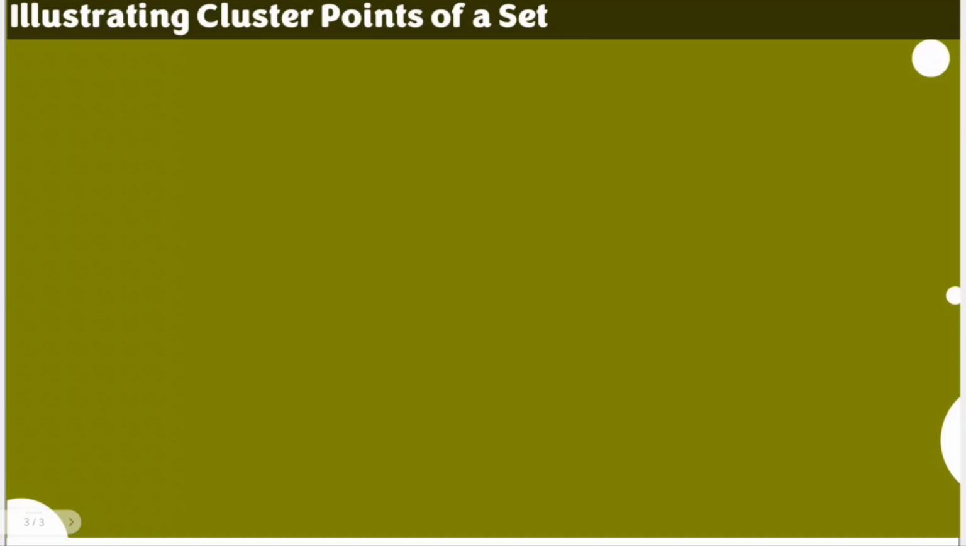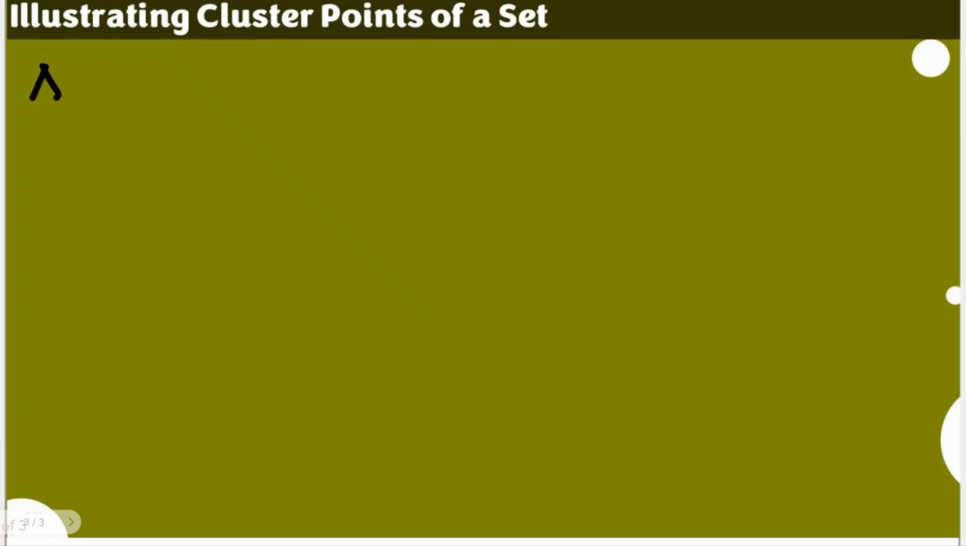This is a continuation of illustrating cluster points of a set. In the previous video, we were able to present 4 different sets and give short discussions as to how we identify the cluster points. This time, let's have another set. I will be giving you 3 different forms of a set here, and we are going to identify the cluster points of the given set.